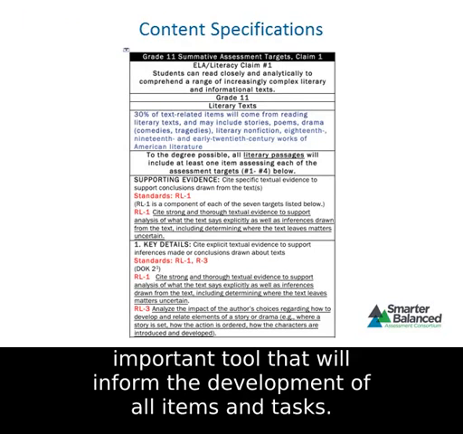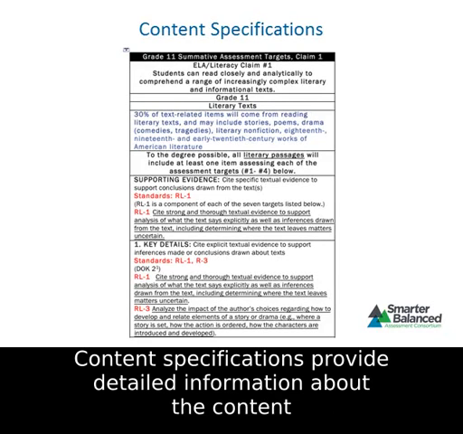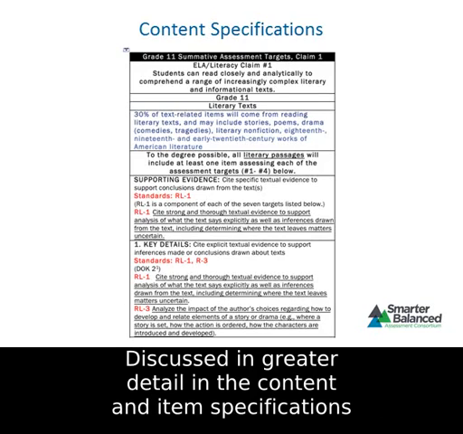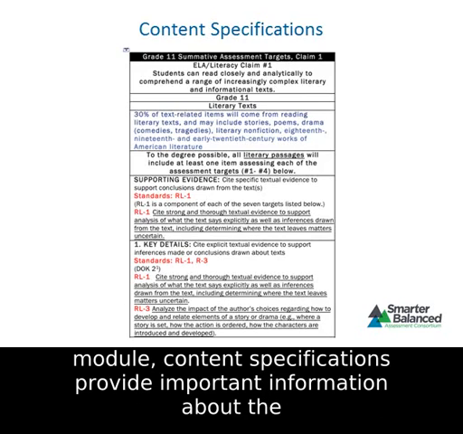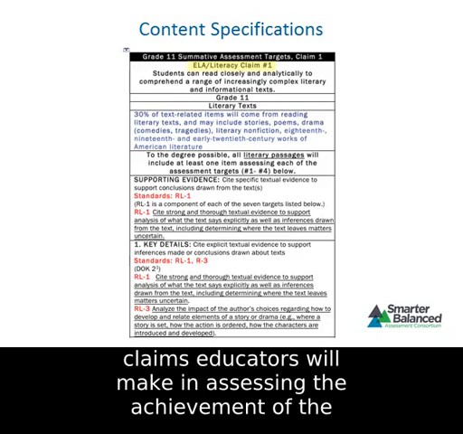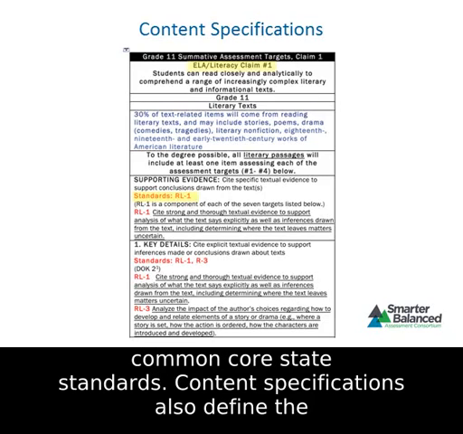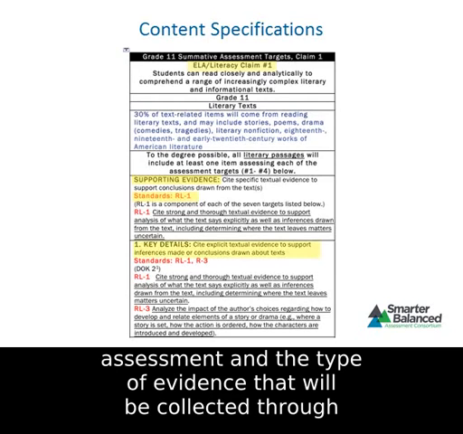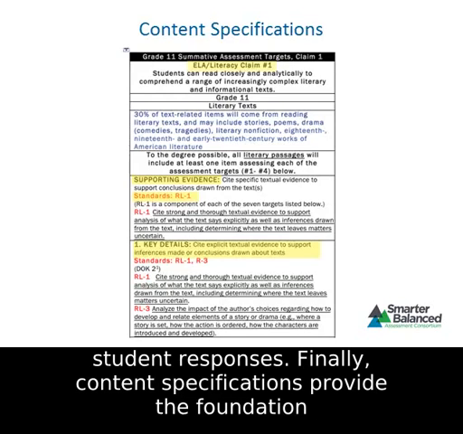Content specifications are an important tool that will inform the development of all items and tasks. Content specifications provide detailed information about the content that will be measured by the Smarter Balanced assessment system. Discussed in greater detail in the Content and Item Specifications module, content specifications provide important information about the claims educators will make in assessing the achievement of the Common Core State Standards. Content specifications also define the specific knowledge, skills, and abilities that will be the target of the assessment and the type of evidence that will be collected through student responses.